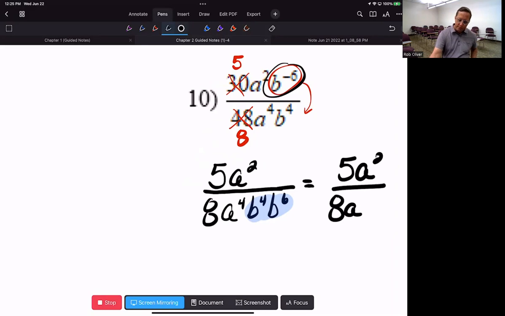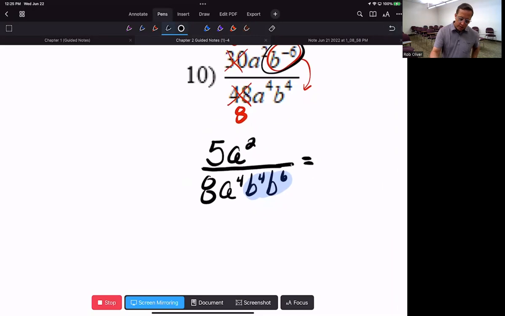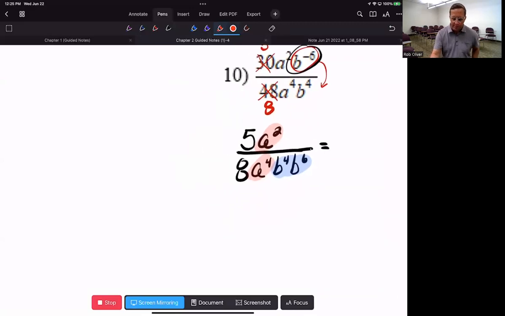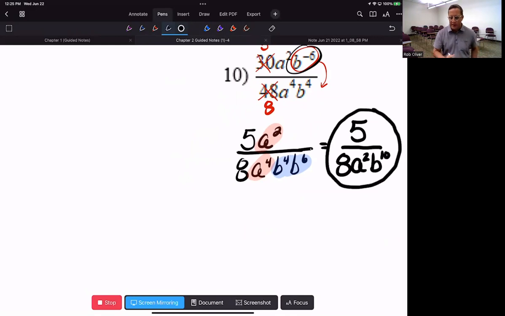Oh, I didn't finish it. Forgot about the a's for some reason, but let's go ahead and take care of those too. So we have 2 a's in the top and we have 4 a's in the bottom. So where are they going to stay? They're going to stay in the bottom. So there's nothing left letter-wise in the numerator. There is a coefficient, a number. We have a 5. But we don't need any letters up there. So now we have a squared and then b to the 10th. There we go. That's a little easier to work out.